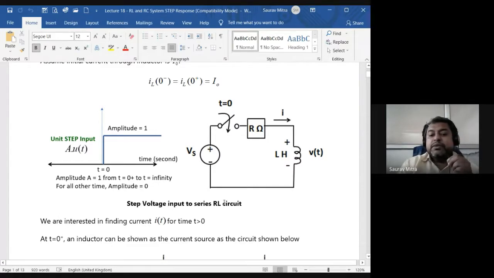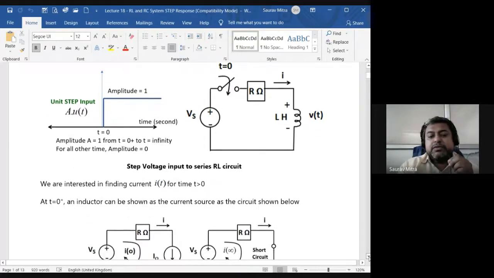So that is what is written here. Step voltage input is given to the RL circuit, and we are interested in finding out the current i(t). So i(t) is nothing but the circulating current, whatever current is building up in the circuit, at time t greater than 0. That means after connecting the switch, after quite a long time, how much is the circuit current becoming, that we are supposed to find out.